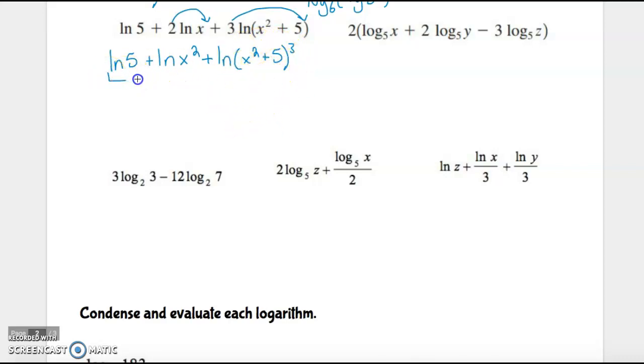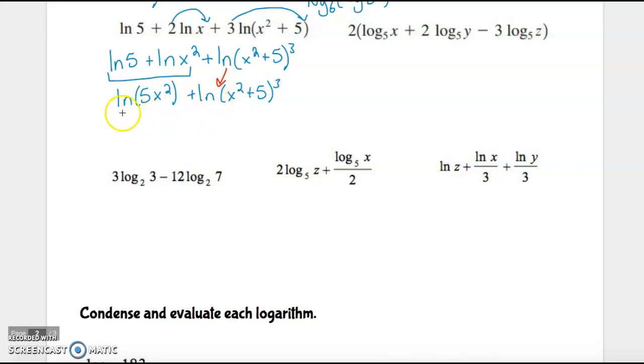And then I see addition between these two logarithms. So I can have natural log of 5 times x squared, right? Addition outside turns into multiplication inside. And then nothing changed for this part, so I'm just going to bring it down. So plus natural log of that stuff.